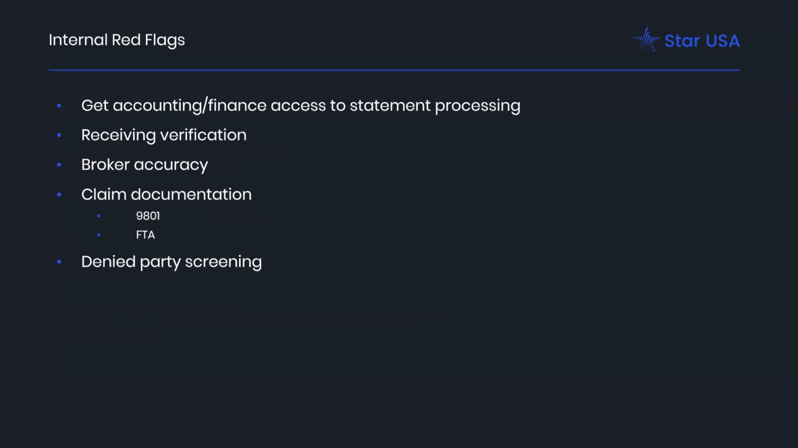Internal red flags: make sure that your accounting and finance team have access to statement process. You should be reviewing periodically to make sure that your broker is filing correctly and that they are using the right HTS, they're using the right countries of origin, they're claiming FTAs when you provide the information, that your value is correct, etc.